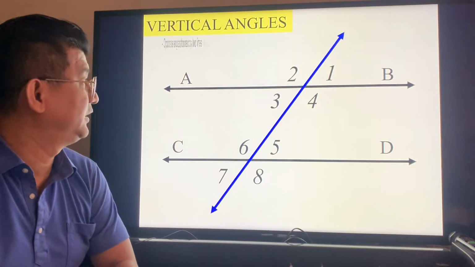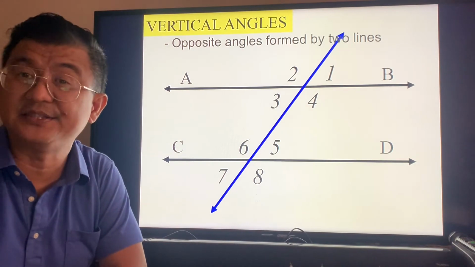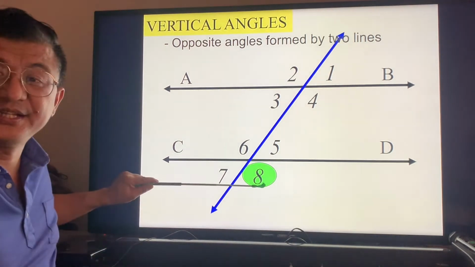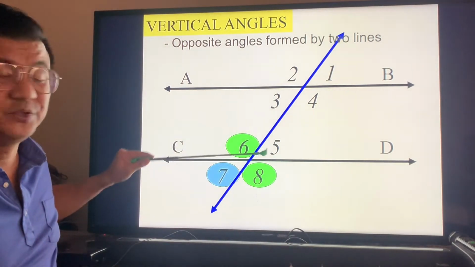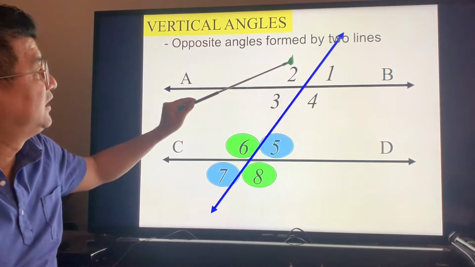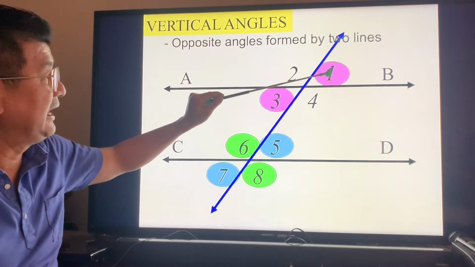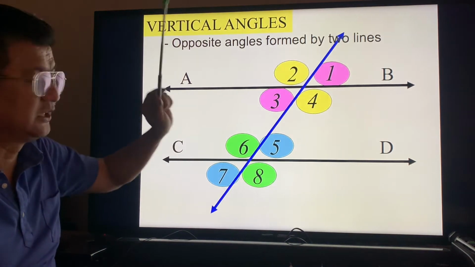Vertical angles. Vertical angles are opposite angles formed by 2 lines. We've learned this before. So, which is opposite of angle 8? On the other side, it would be angle 6. Which is the vertical of angle 7? It is angle 5. Vertical angle of angle 3 is angle 1. Vertical angle of angle 4 is angle 2.